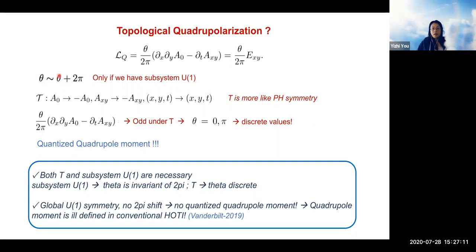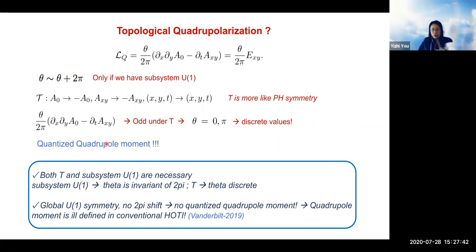And that actually means as long as you just have a global U1 symmetry, there's no way to argue that a theta shift by 2 pi still gives you the same IR physics. Hence, even in the presence of time reversal, even spatial symmetry, there's no way for one to argue theta can only be chosen to be some discrete values. And hence, such kind of topological quadrupolarization or quantized quadrupole moment is only defined if we have subsystem symmetry or at least some dipole conservation.